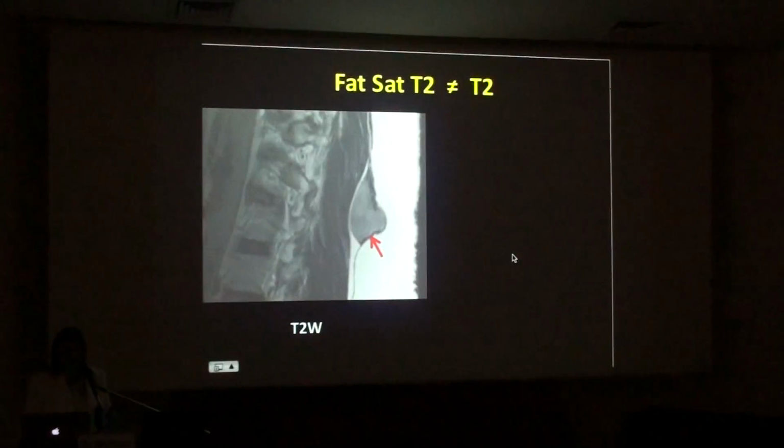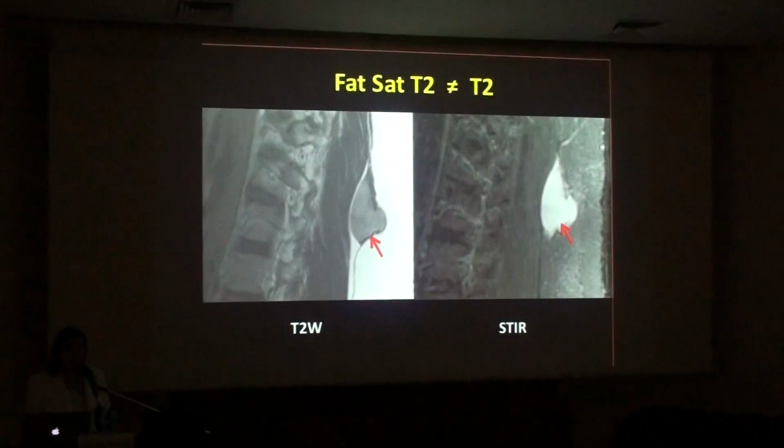So that's important, and the same concept applies to T2. So here is a sagittal image through that same patient. Here is the paraspinal muscle. Here's the mass. The mass is relatively low signal, but slightly hyperintense to muscle on the T2 weighted image. And here it is on the fat-saturated T2 weighted image. So a very different story.